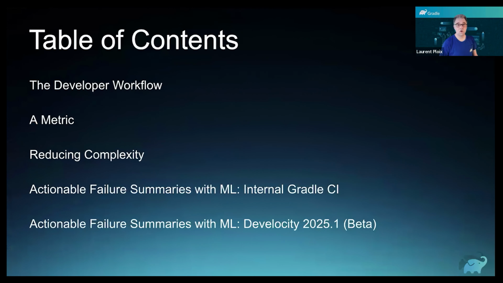So, we're going to look into the developer workflow, how we modelize it, maybe look into a metric as to how to measure its efficiency, and what it takes to reduce complexity. Then, I'm going to show you what we have internally at Gradle, what we dogfood, but also what we delivered in 25.1 in beta.